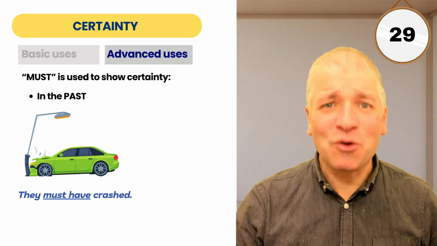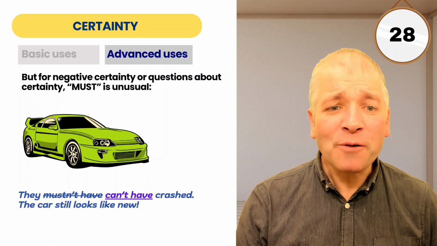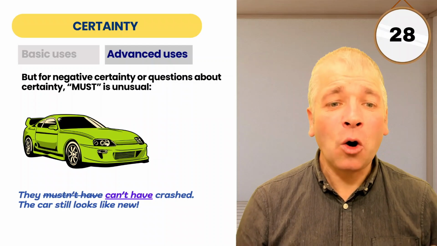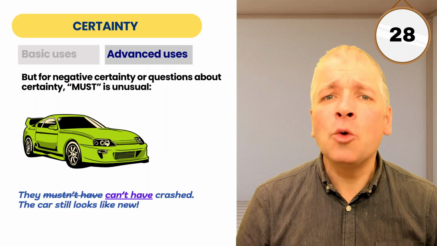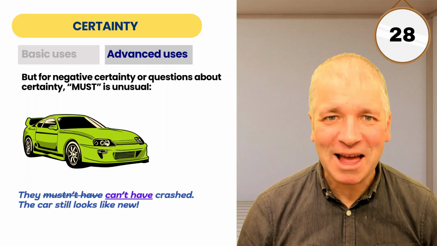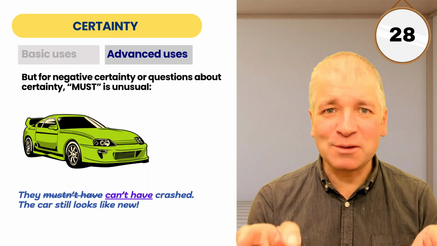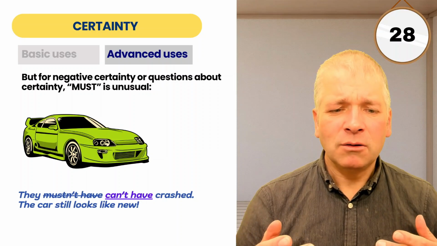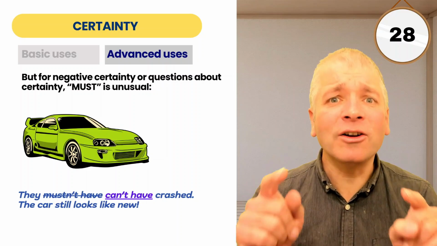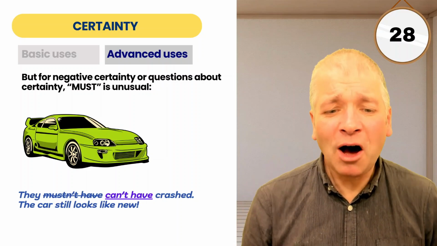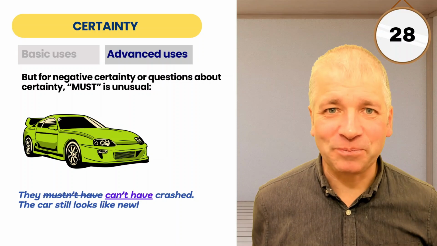It must have crashed. But for negative certainty, or questions about certainty, must is more unusual. We'd prefer to do this instead. Now look at the car this time. Not they mustn't have crashed, but they can't have crashed. The car still looks like new.